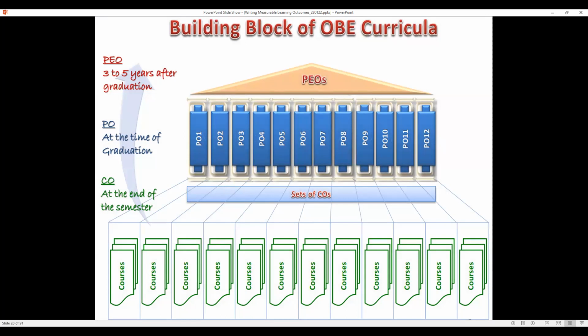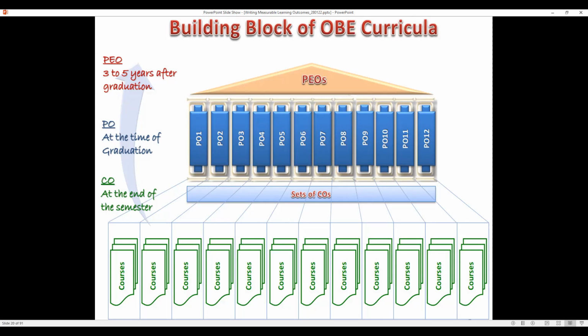The type of graduates we want. Oh, yes, the type of graduates that we want, but isn't that like we have PLO? But PLO is what drives us to achieve the PEO, right? Yes, you are right. Okay.